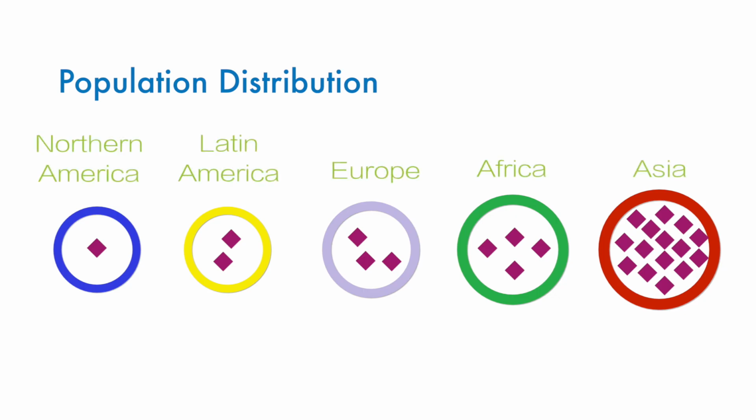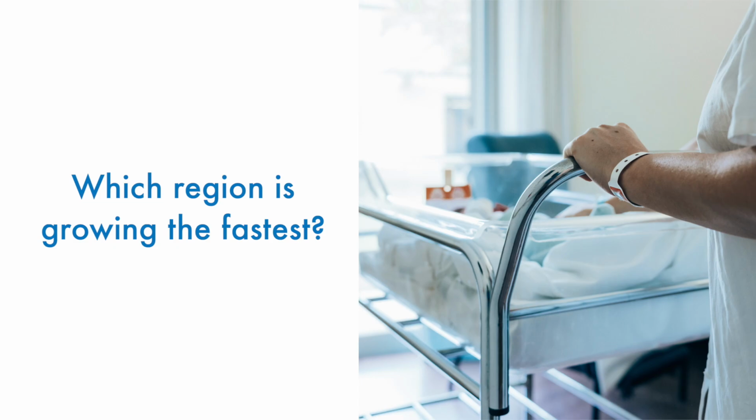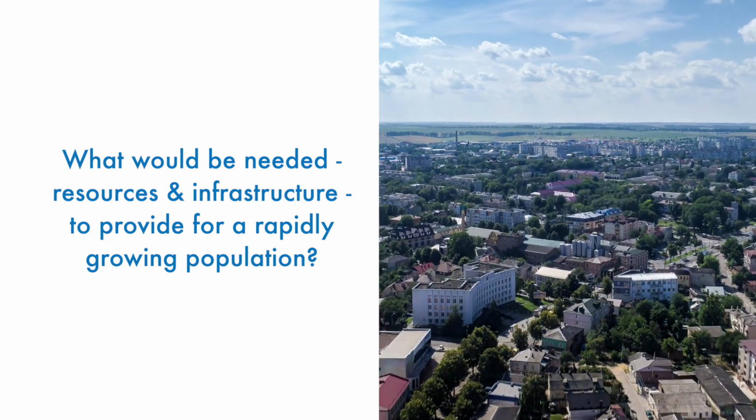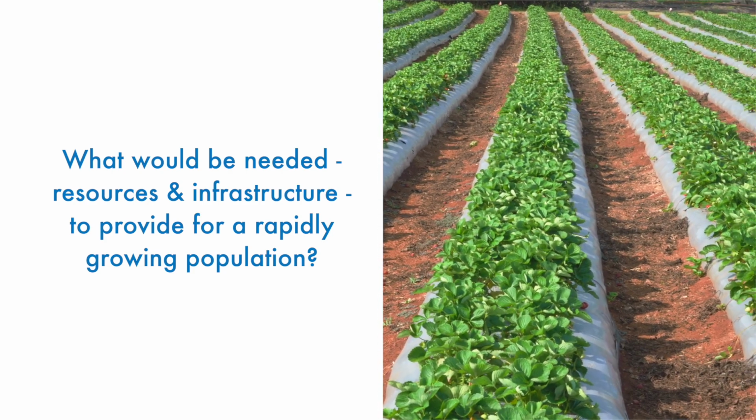The first section of statistics covers demographics and includes data on total population, birth rate, death rate, rate of natural increase, and doubling time. Remember, the yarn circle regions are populated with your students in proportion to the actual global population distribution. So students will have a concrete representation of the large differences in population size between regions. We suggest discussing things like which region is growing the fastest, what it would mean for a population to double, and what would be needed in terms of resources and infrastructure in order to provide for a rapidly growing population.